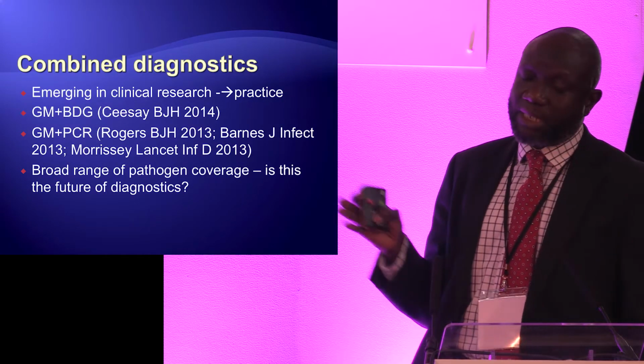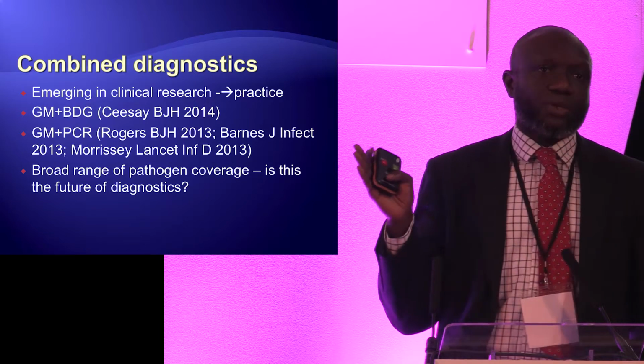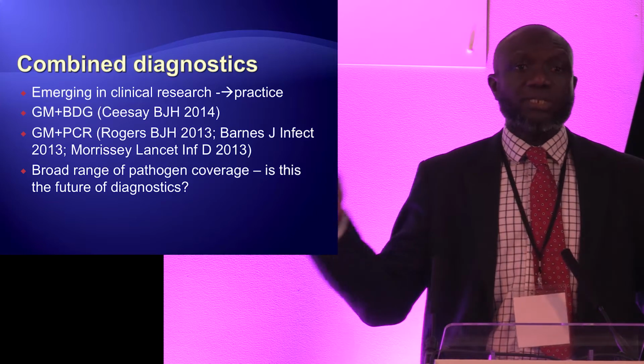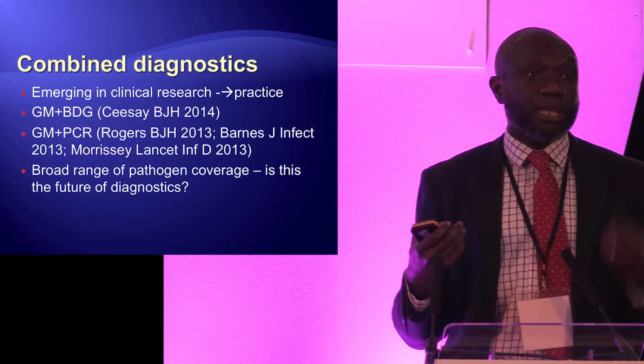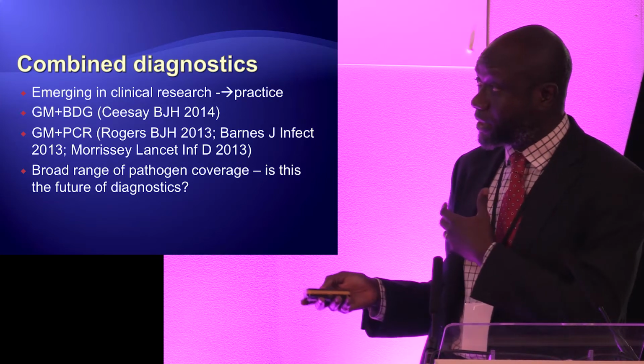So the combined approach, as has been alluded to by Rosemary before, is probably the way to go. I think that we want to be able to detect the broadest range of antigens as much as possible if we're not going to be able to get the tissue diagnosis. So combining actually makes a lot of sense.